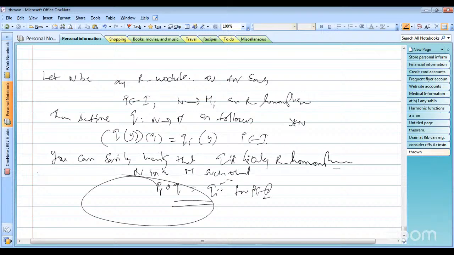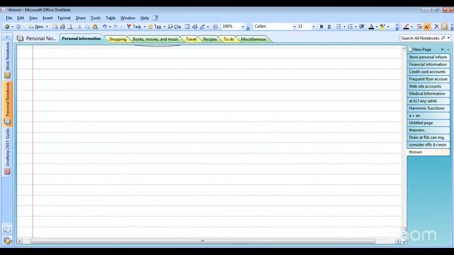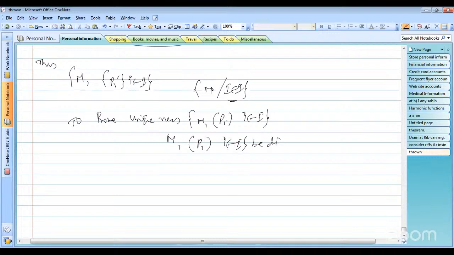That means in capital I there is a small value. Thus we are taking here the direct product of M_i, i belongs to I. So to prove uniqueness, we take M of p_i, that is i belongs to I, the direct product. This is the direct product we are taking here.